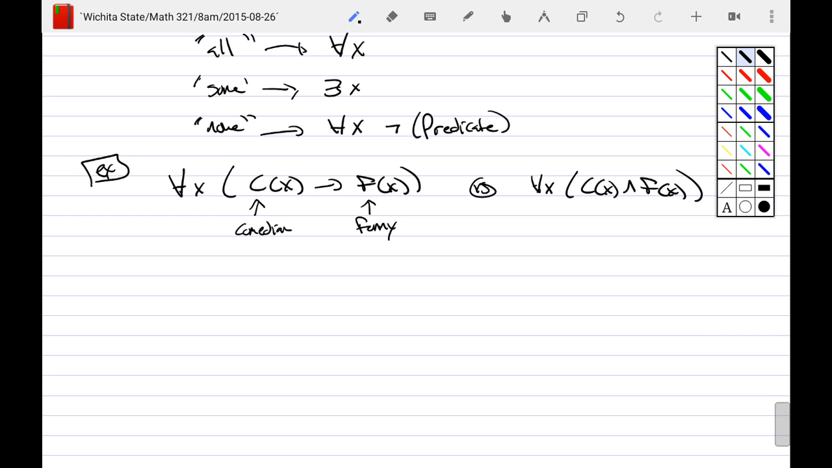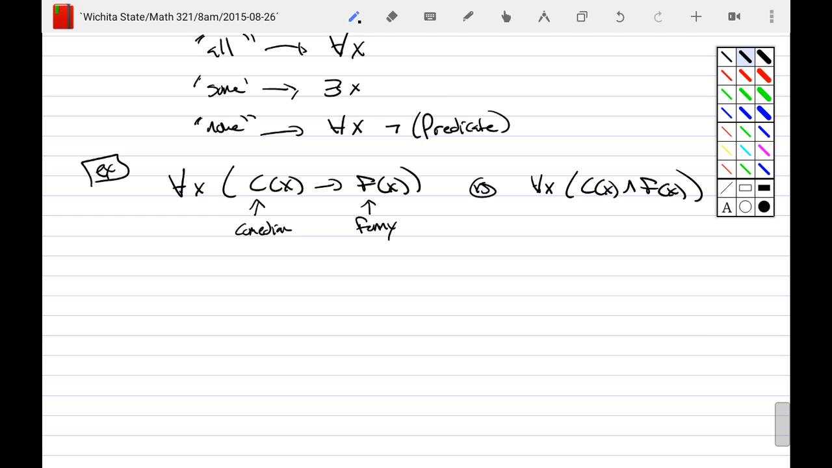What does the first one say? If I put it in a long way, what would it say? For all things in my universe of discourse. Well, if I'm talking about comedians and funny, I'm going to talk about people, right? So for all people, if they are a comedian, then they are funny. That's what that says. For all people, if they're a comedian, then they're funny.